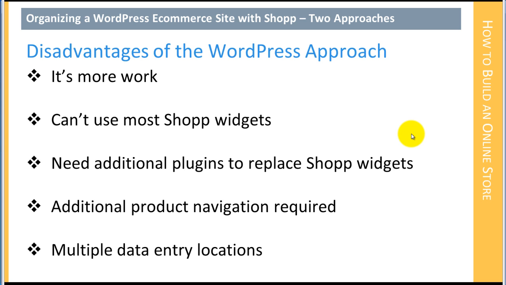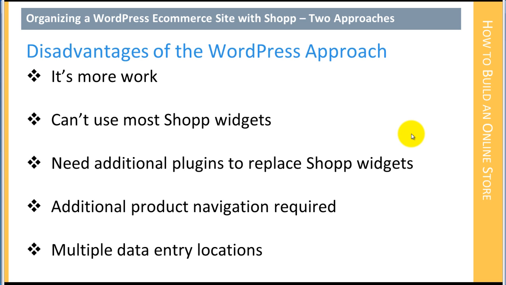And we'll also have to create some additional product navigation, because it will be impossible to hide the normal Shopp product display. And so in the event that somebody inadvertently gets to one of the products as Shopp would display it, we need to give them a way of directing away from that product to the WordPress version of the product. And so there's a little bit of complexity that way.